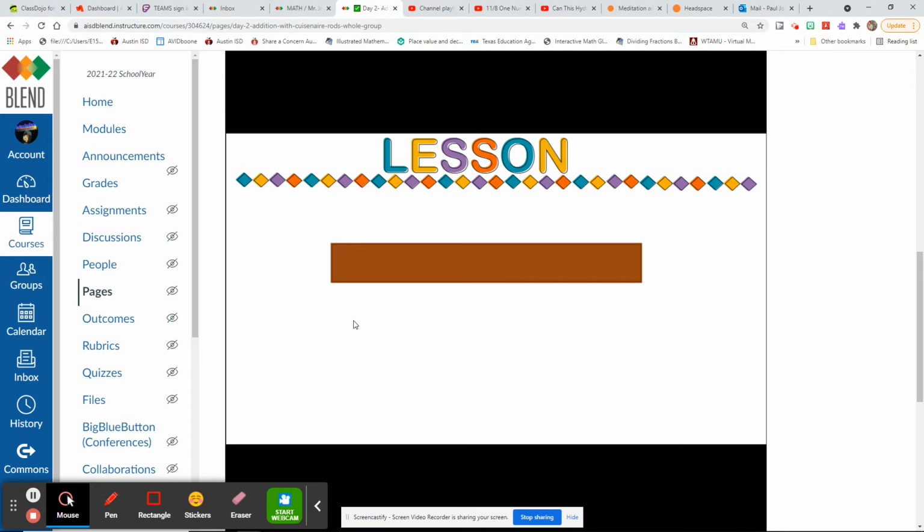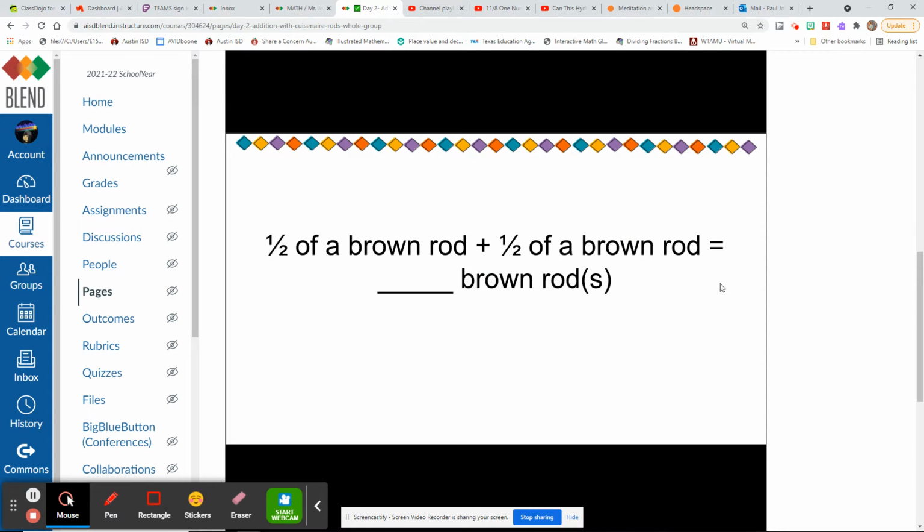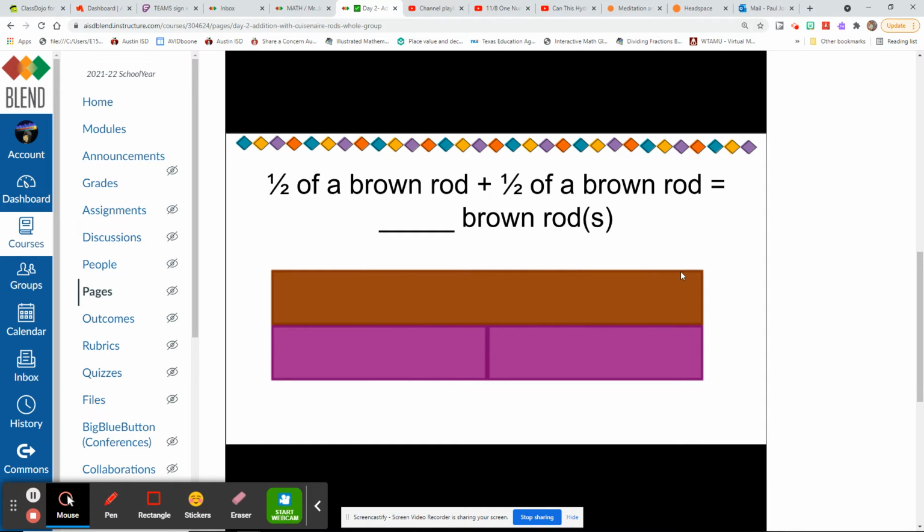All right, so next thing we're going to do is clear the screen and take a look at some Cuisenaire rods. All right, so this is a Cuisenaire rod. Fancy, huh? All right, so half of a brown rod and half of a brown rod equals how many brown rods? So half of a brown rod and half of a brown rod equals 1 brown rod. Now, why they're using purple to show half, I don't know. But as you can see, the purple ones are half of a brown rod.